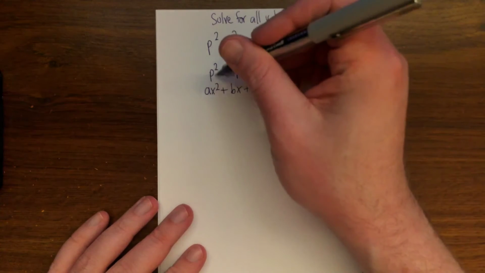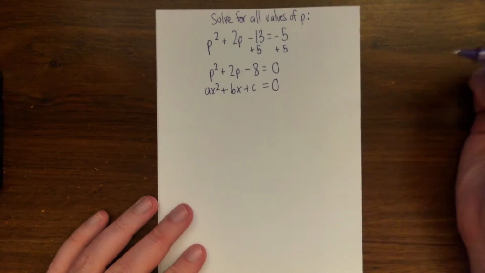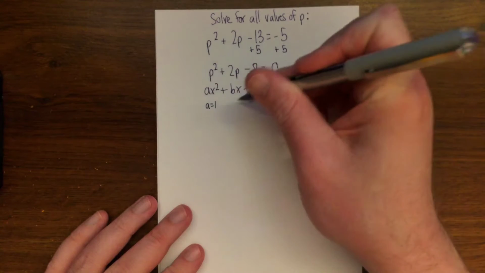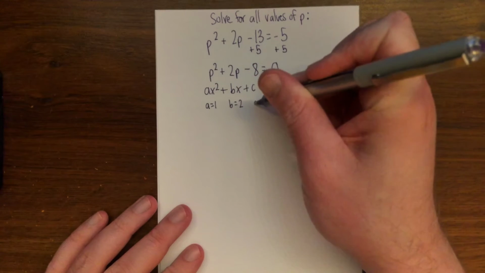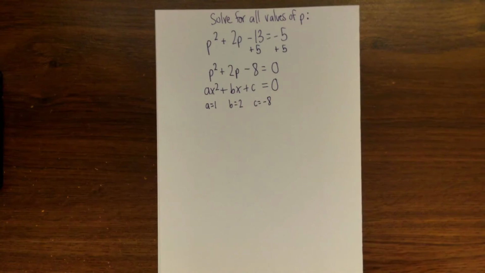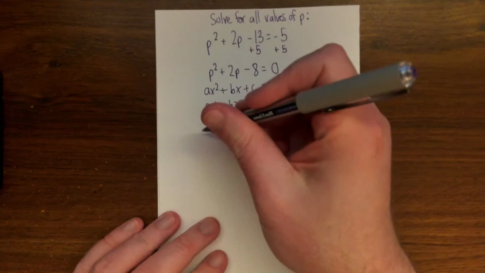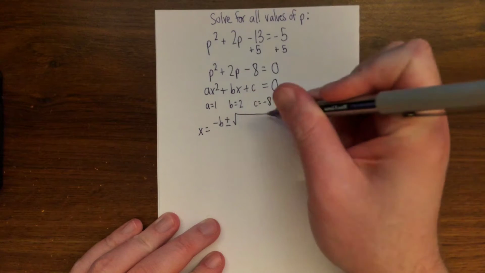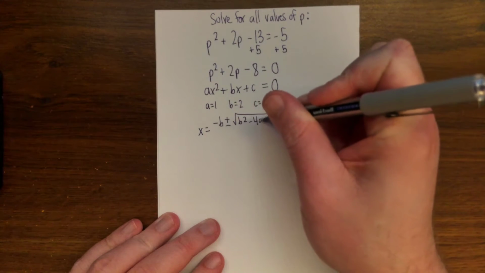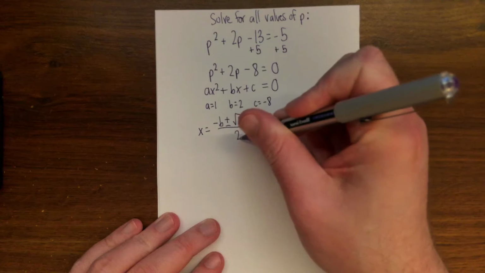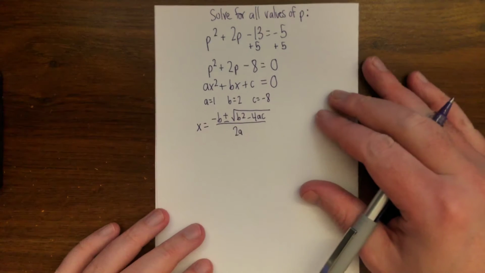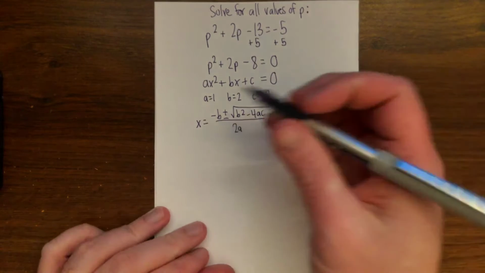So in this problem, even though the variable is p instead of x, it's in standard form now. So for this one, a is going to be 1, b is going to be 2, and c is going to be -8. Now we write the quadratic formula, x equals -b plus or minus the square root of b squared minus 4ac all over 2a. Remember, that formula will be given to you. You do not have to memorize that formula.